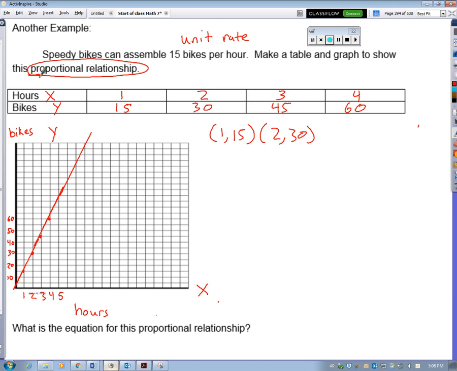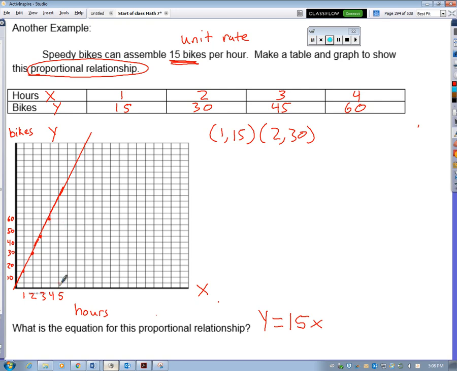And if we wanted to write the equation for this proportional relationship, we are already told that the unit rate is 15 bikes per hour. So we would write y equals 15 times x. That would be our equation. And it matches our graph because every point goes up by 15, alright, which is good.